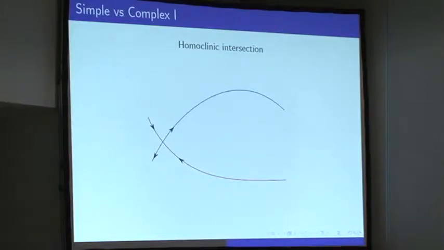Like in the square, we have a fixed point here. Here is the set of points that in the past converge to this fixed point, and the one in red converges to this point by forward iteration. The blue one is called the unstable manifold. The red one is called the stable manifold. And they are submanifolds of the manifold M. If we are in dimension 2, they are curves.